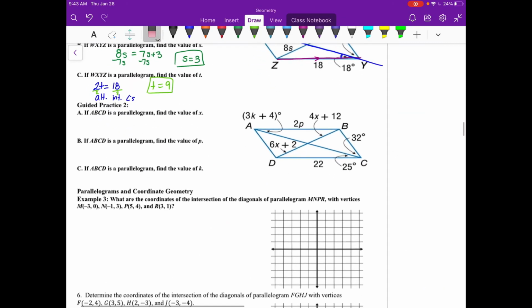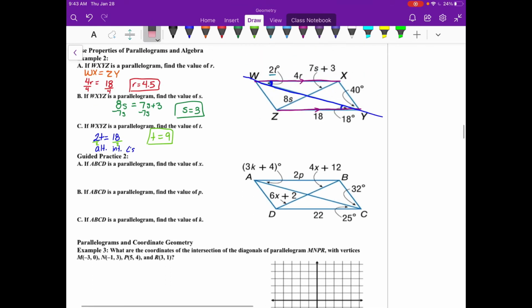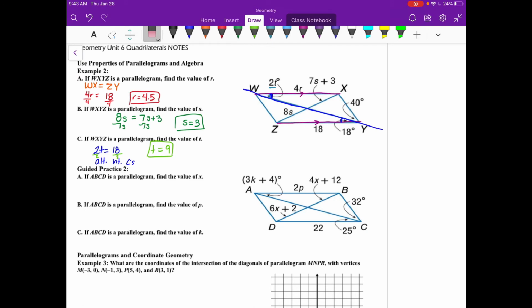Okay, for guided practice number 2, I want you to go ahead and try it. It's very similar to guided practice number 1. It's like the same picture with different numbers. Go ahead and try it.